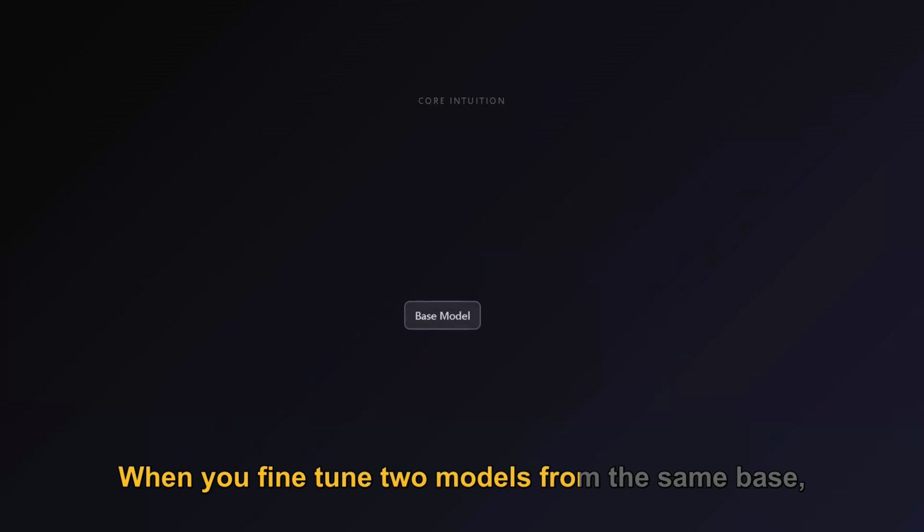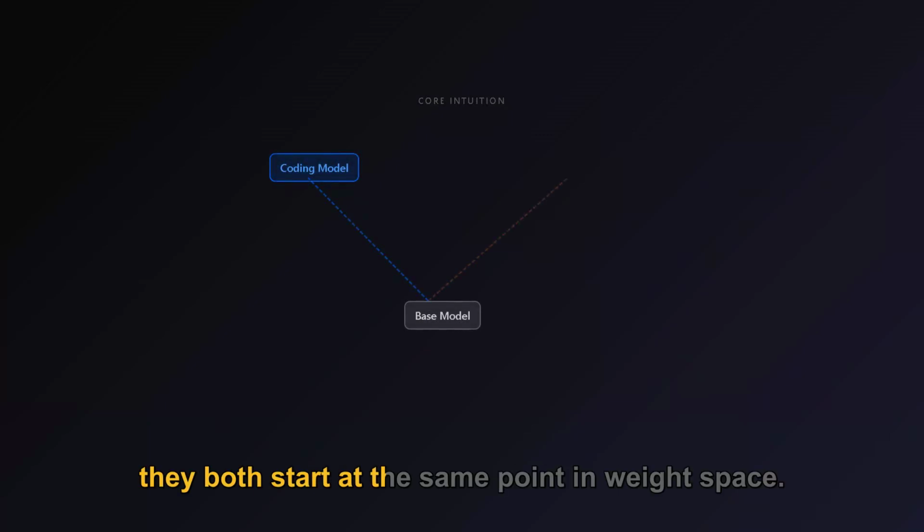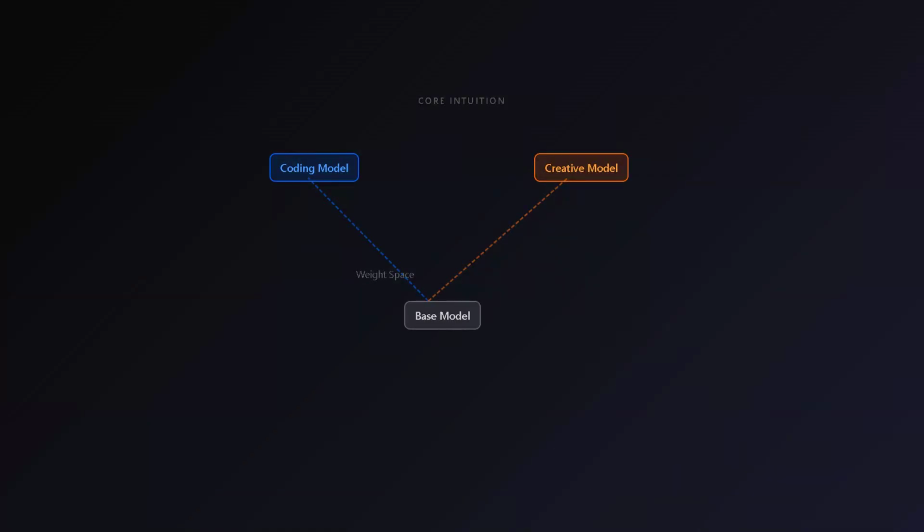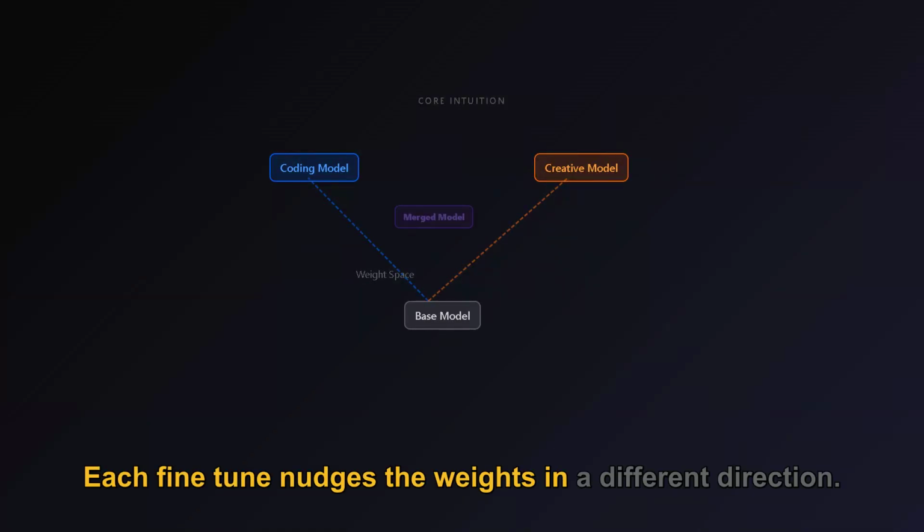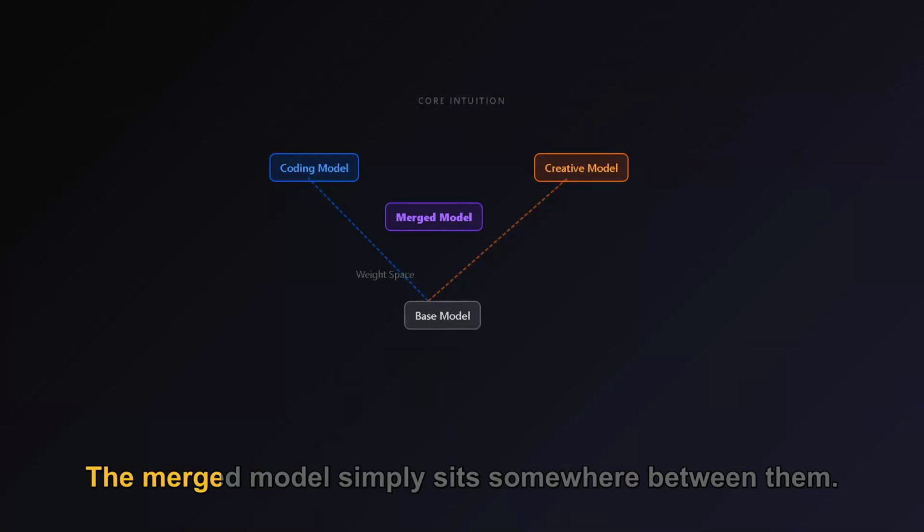Here's the core intuition. When you fine-tune two models from the same base, they both start at the same point in weight space. Each fine-tune nudges the weights in a different direction. The merged model simply sits somewhere between them.